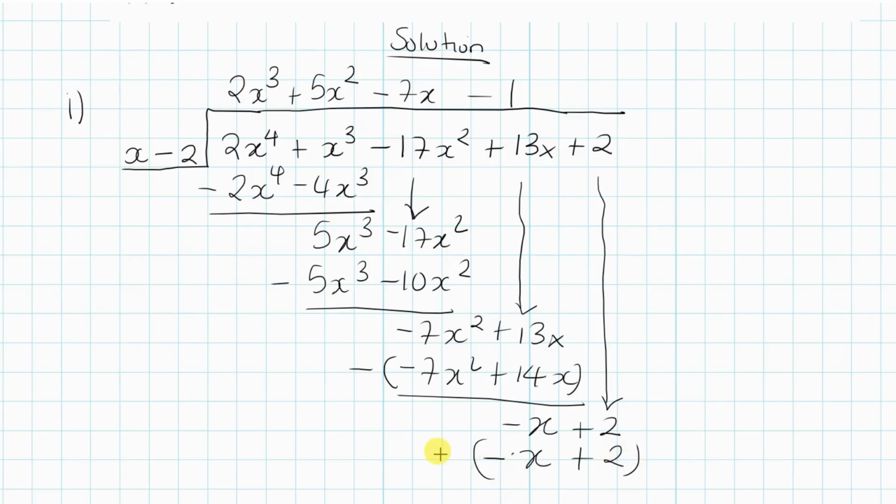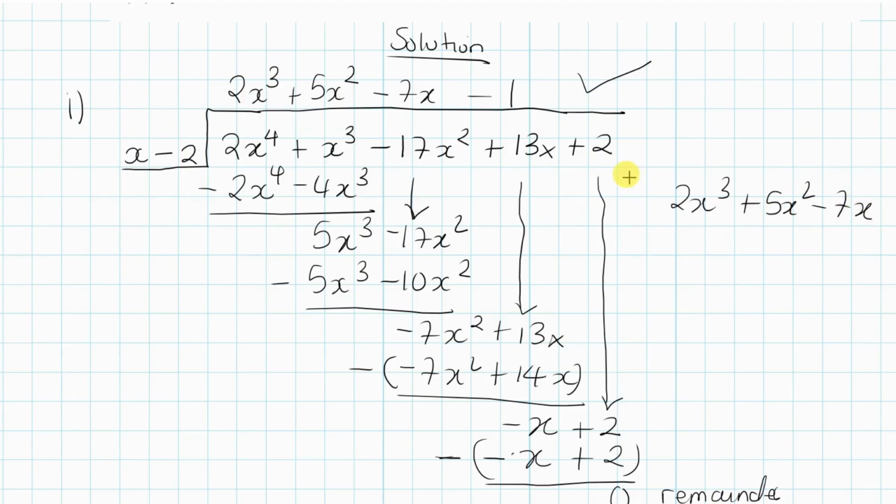When you subtract, everything is going to be 0, and that's going to be 0. So we have our remainder as 0. So this will be our solution right here. So our solution is 2x cubed plus 5x squared minus 7x minus 1.